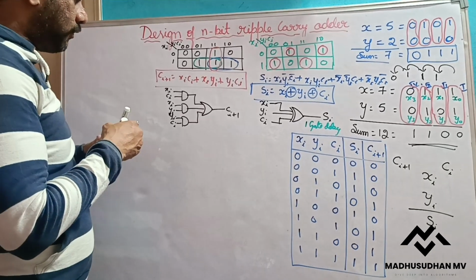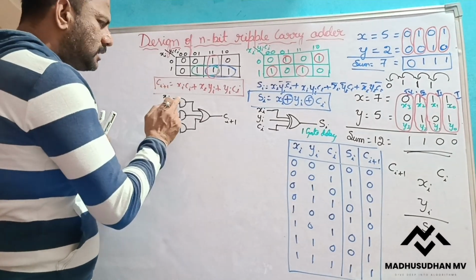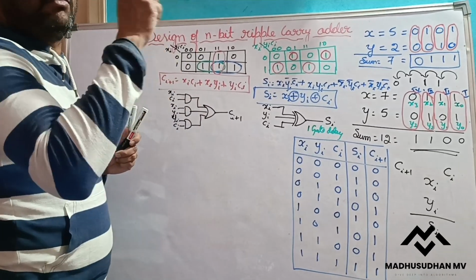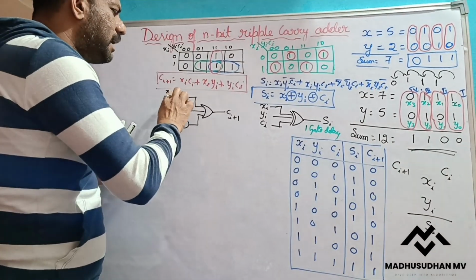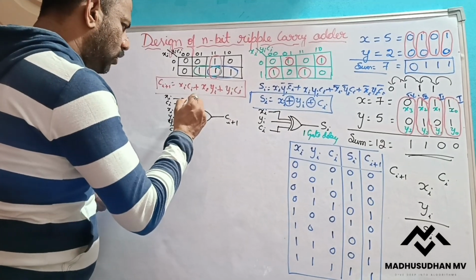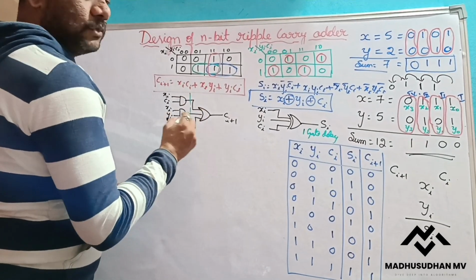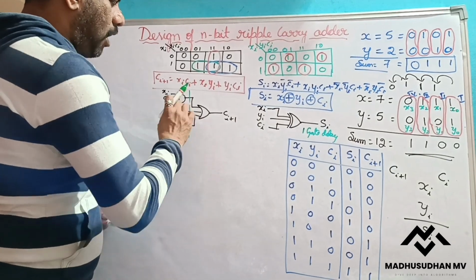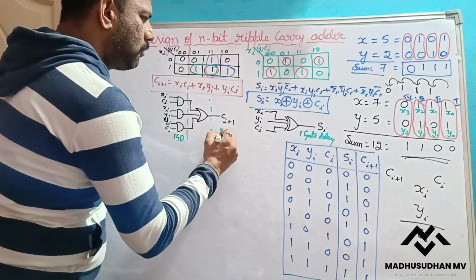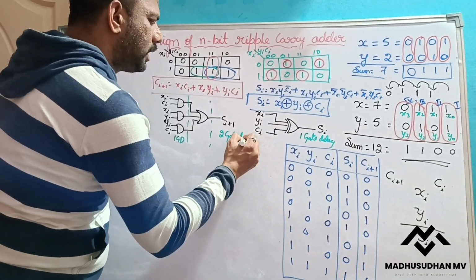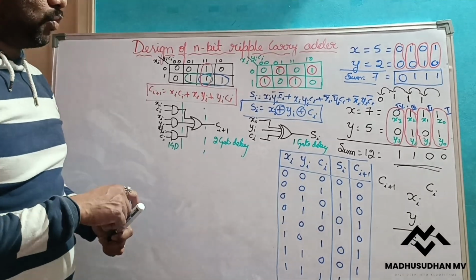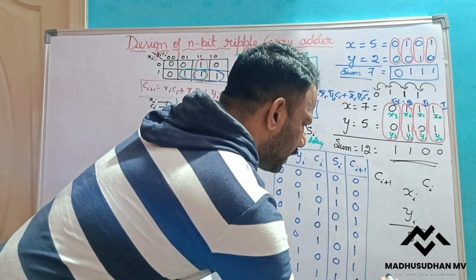Now if I pass all inputs at a time, since all are AND gates, all will take the same time. Assume each AND gate takes 1 nanosecond. Then I will get all these outputs after 1 gate delay. After that, once you get all this, there is again only 1 gate, so 2 gate delay in total. That means I am going to get the carry out after 2 gate delays.